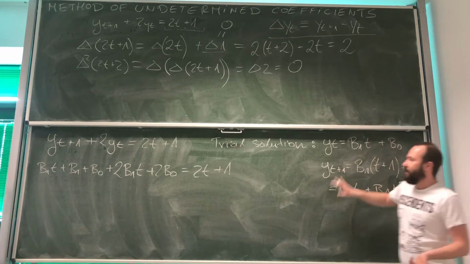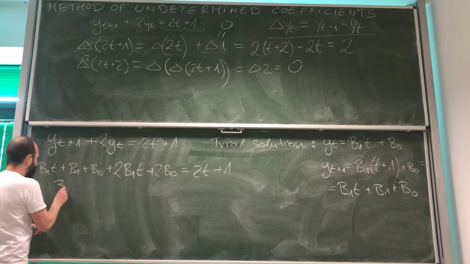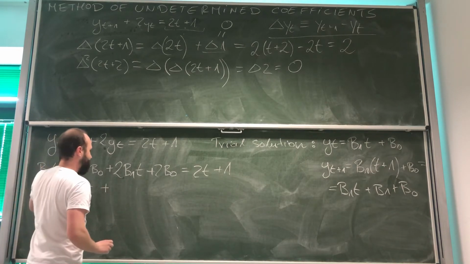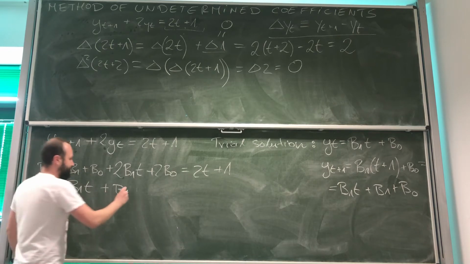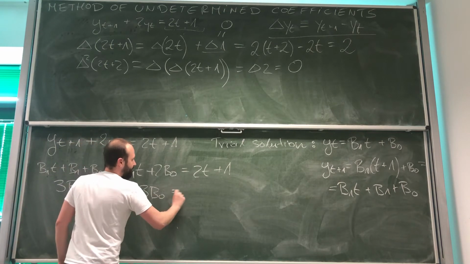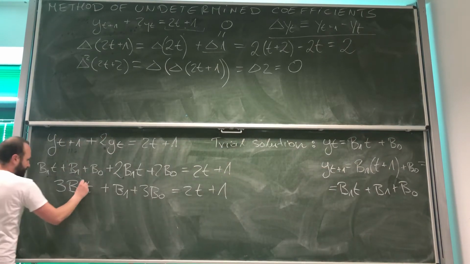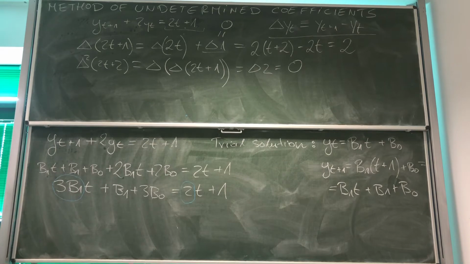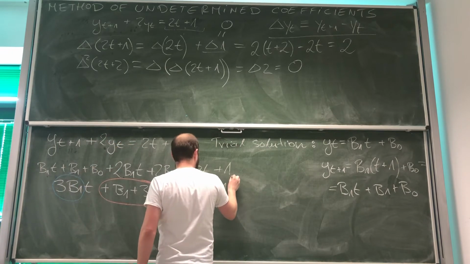Right? What we do next is simply we need to compare appropriate coefficients. We see that over here we can collect terms and we've got 3b1t plus a b1 plus 3b0, and it's equal to 2t plus 1. And look, we clearly see that this is a coefficient on t, so we need to compare it with this coefficient on t. This is a constant, we need to compare it with a constant.